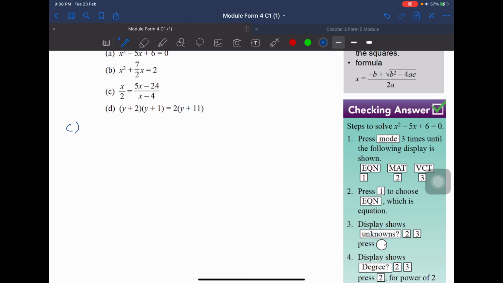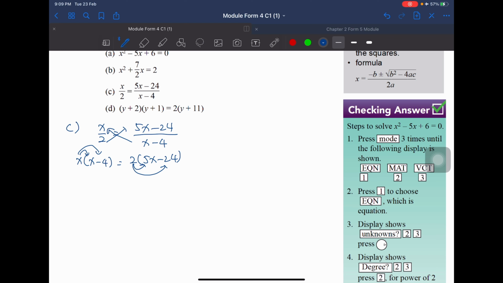C, sorry. C, we have x over 2 is equals to 5x minus 24 divided by x minus 4. Okay, so dalam matematik, if you come through this situation, fraction equals to fraction, so we cross multiply. Okay, so over here we have x minus 4 equals to 2 times 5x minus 24. Then you need to expand the expression. So you have x squared minus 4x equals to 10x minus 24 times 2 is 48.